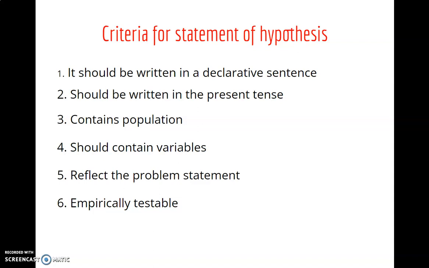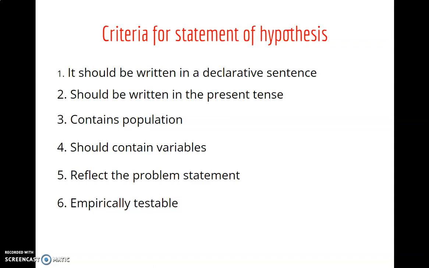All hypotheses should be written in a declarative sentence. It should be written in the present tense. That's why we always say there is a significant relationship. Okay, so it means there is a significant, it's a present tense. Contains population. So when you write hypothesis, you should write the population, that is where you are conducting the study, who are the people you are focusing on. Should contain variables. Of course, you need two variables between which you want to give a relationship. Reflect the problem statement. When you write the problem statement, from the problem statement you should write the hypothesis. And of course, all the hypotheses which are written should be empirically tested.